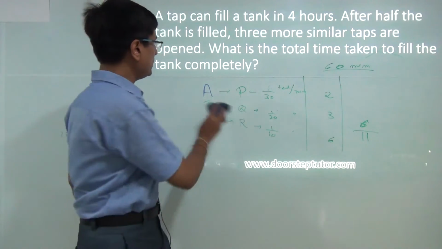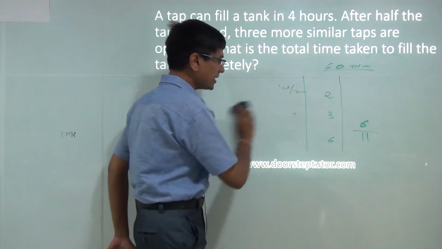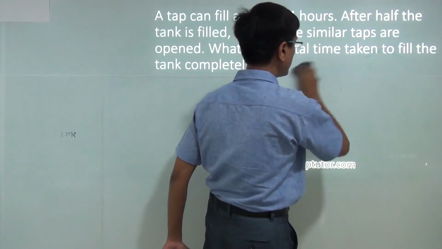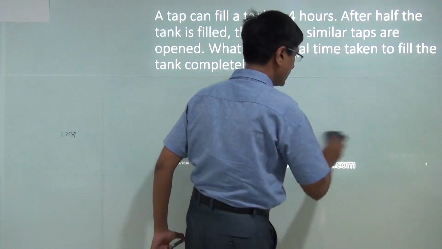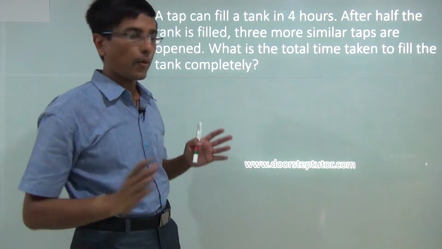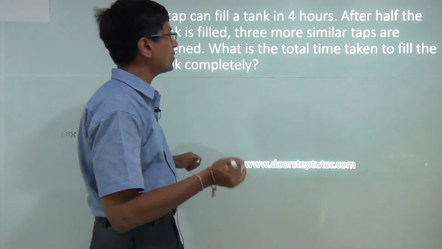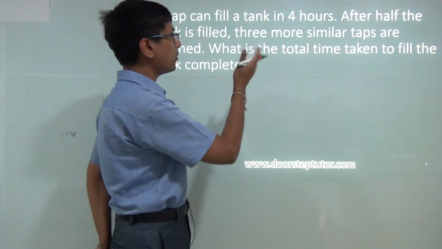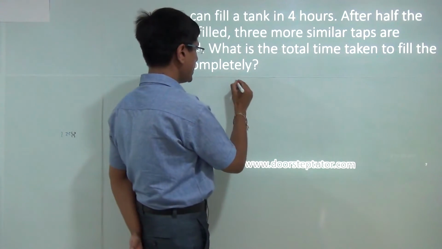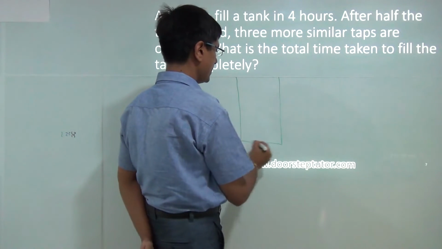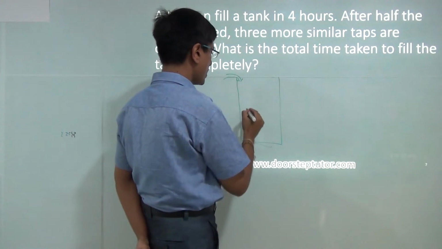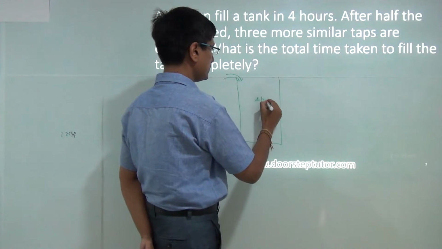Let's take another example. I'm trying to go through all these examples, trying to show you, and we are solving them as fast as we can, using as little maths as possible. That's our objective. We are not here to do maths, we are here to solve problems. A tap can fill a tank in 4 hours, we know that. So there is a tap which is filling this tank in 4 hours.